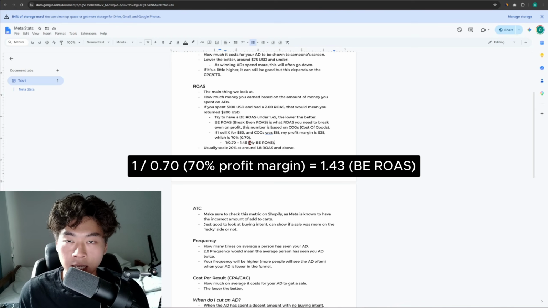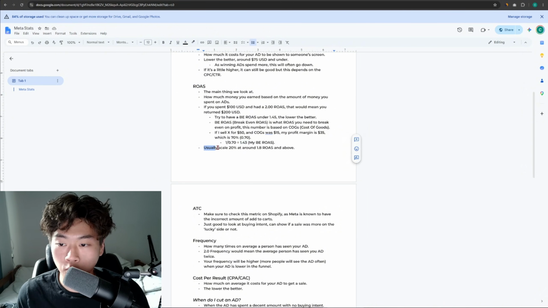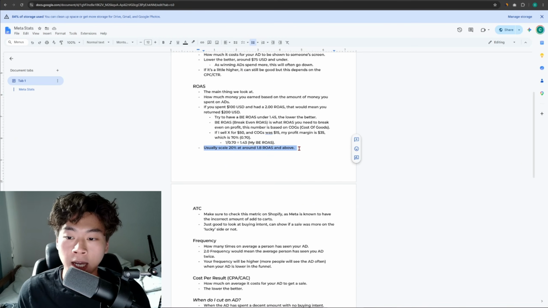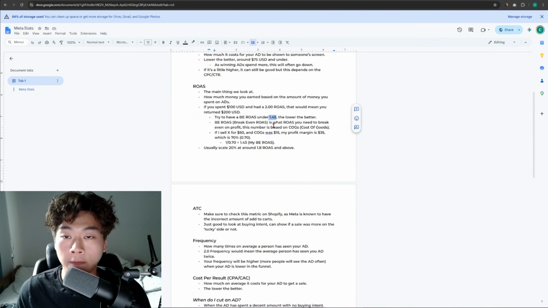This means I need to get anything higher than a 1.43 ROAS in order to be in the green in terms of profit. Anything under 1.43 means I'm going to be negative in terms of profit. We usually tend to scale 20% at around 1.8 ROAS and above, based on having a 1.45 break-even ROAS and under.